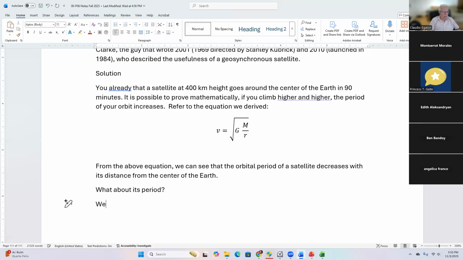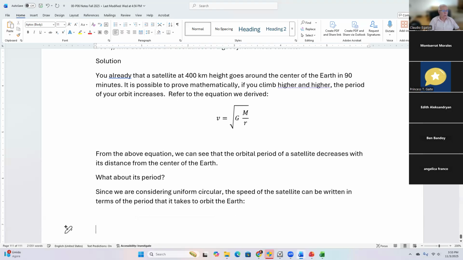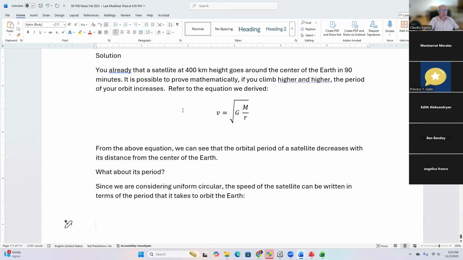Remember, since we are considering uniform circular motion, the speed of the satellite can be written in terms of the period that it takes to orbit the Earth. Okay? So how do you do that?